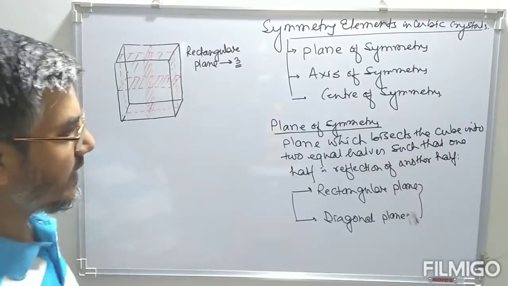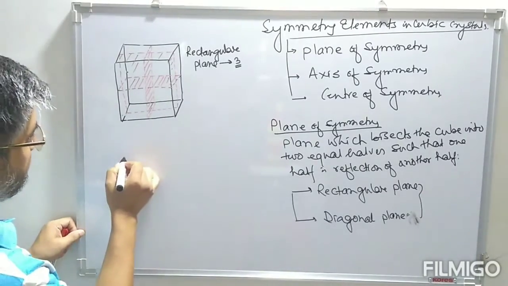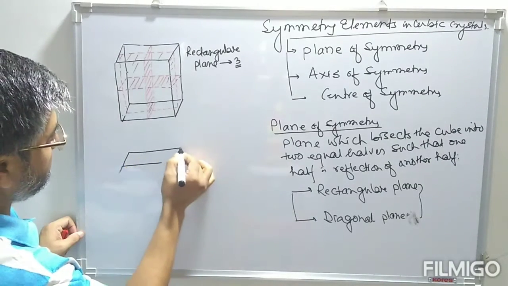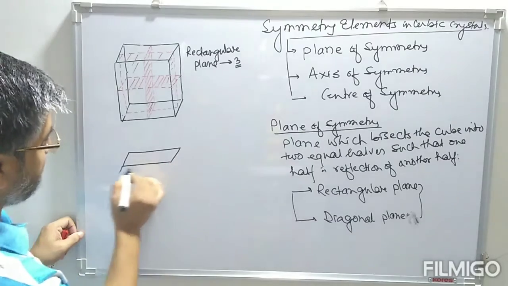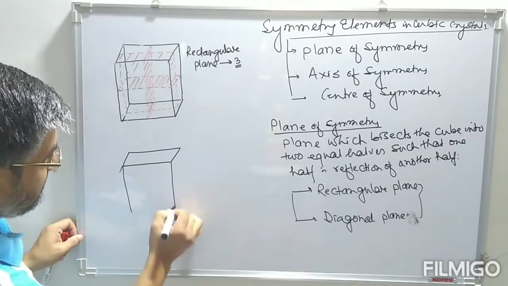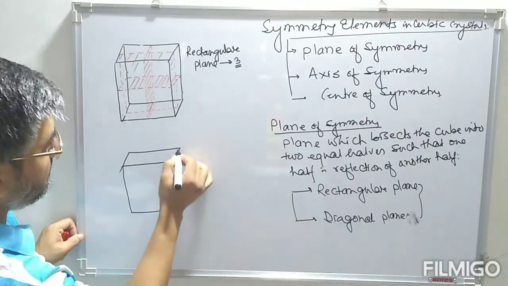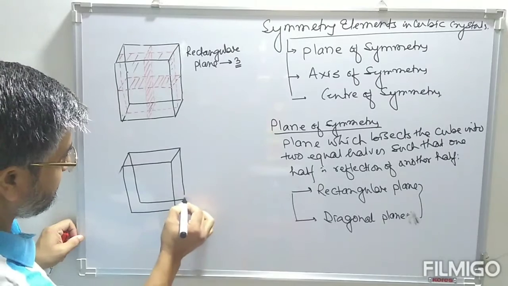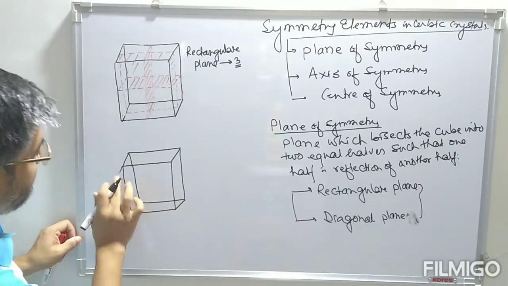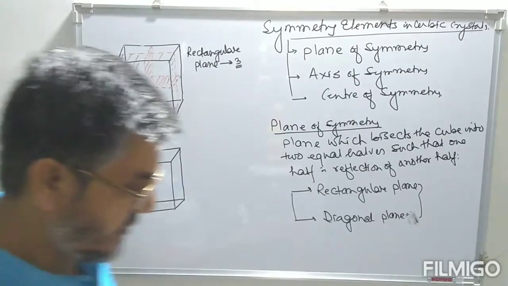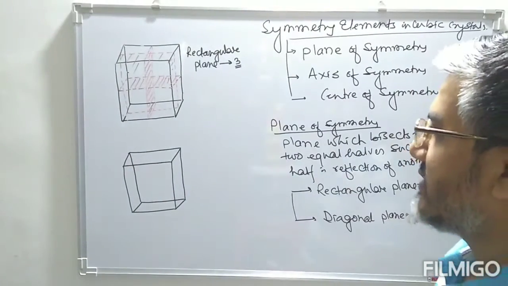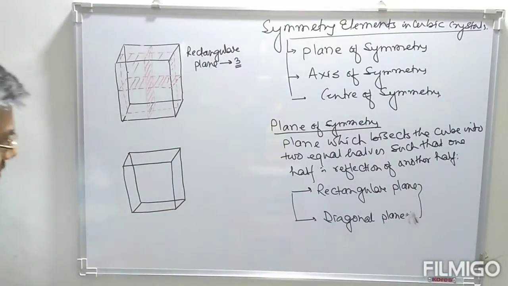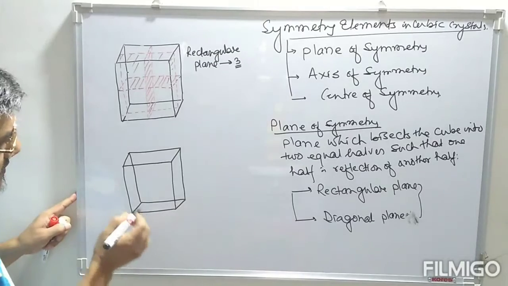Now let's take up a diagonal plane. Again, we have a cube. We have considered a cube. Now, in this cube, we have to consider a diagonal plane. Now, let's take this.